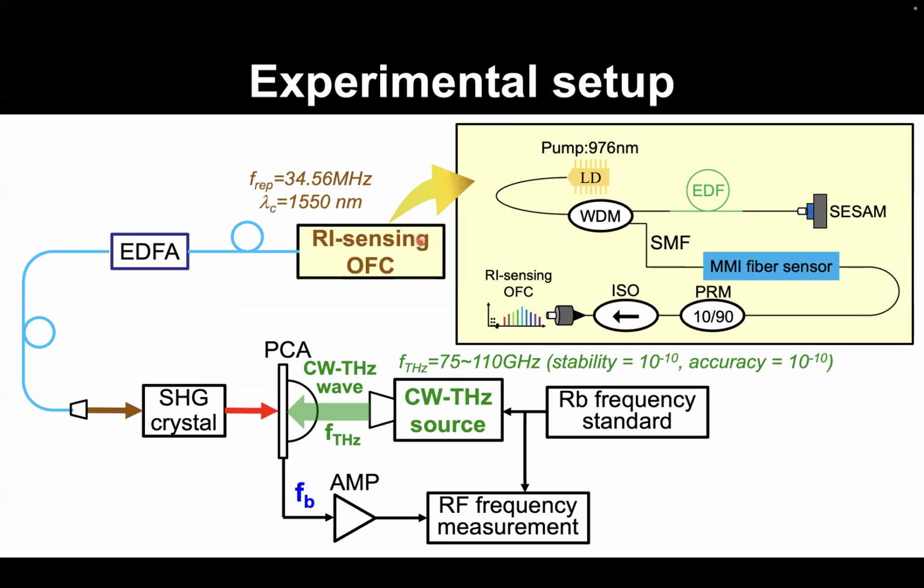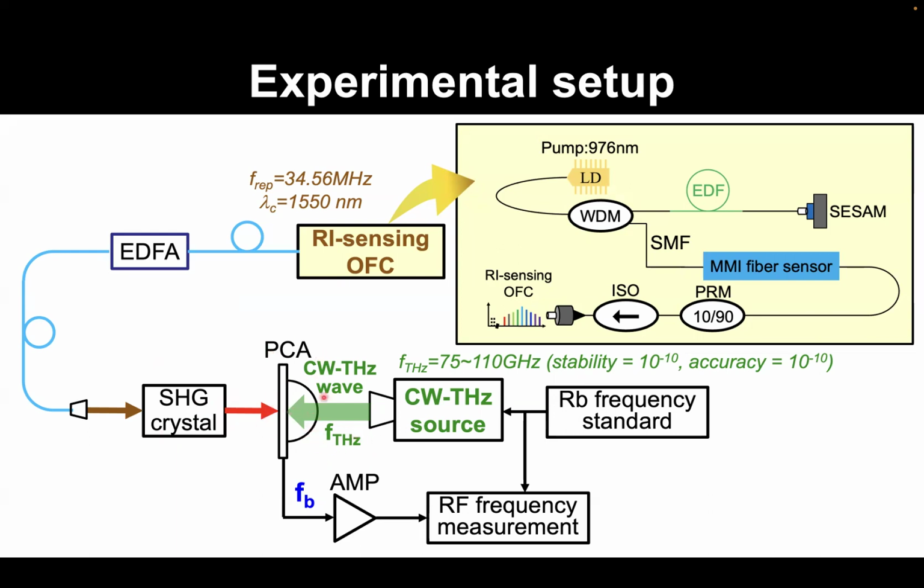The RI sensing OFC has a linear fiber cavity composed of the pumping laser diode, SESAM, EDF, single mode fiber, MMF fiber sensor, and output coupler. The resulting output light has FREP of around 34 MHz and a center wavelength of 1.55 micrometer. After optical amplification with an EDFA, the output light is converted into its SHG light at 0.775 micrometer by an SHG crystal. The resulting SHG light is incident into the PCA together with the CW terahertz wave at F terahertz.